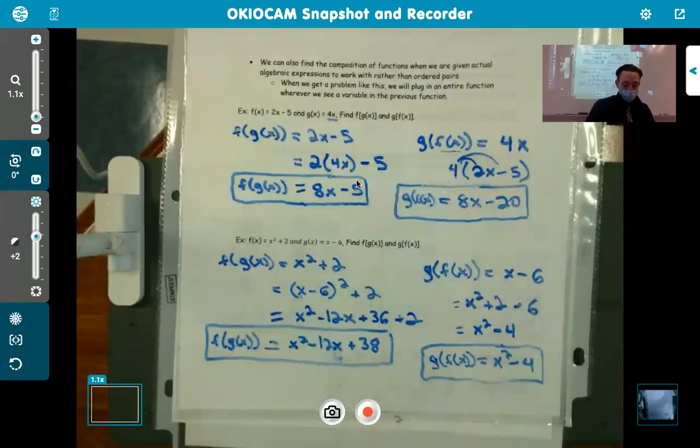Okay. Any questions about either of those two examples there using composition of functions or anything that we discussed today?